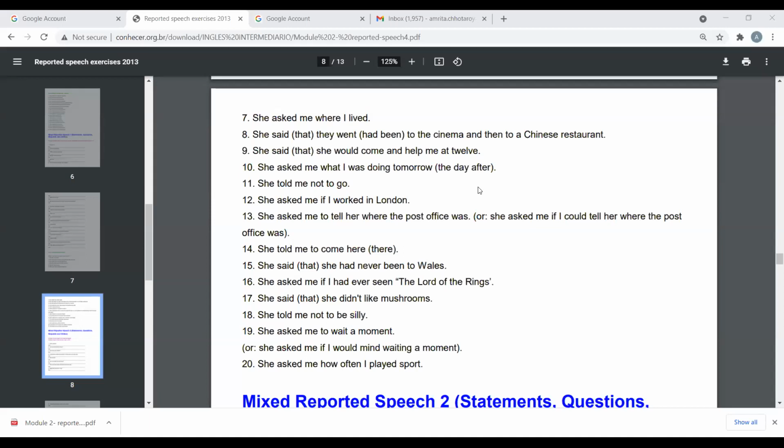In speaking, if you report that she asked me what I was doing tomorrow was okay. But in writing, you please adhere to the rules of change. What changes according to that, you adhere to the rules. Yeah, the next day, correct. The next day is the answer.